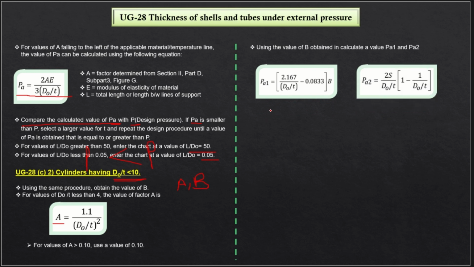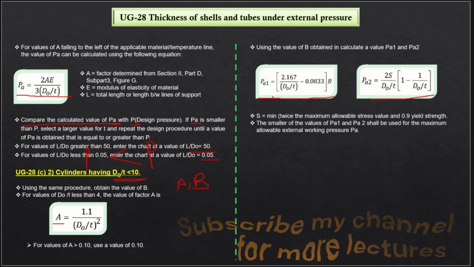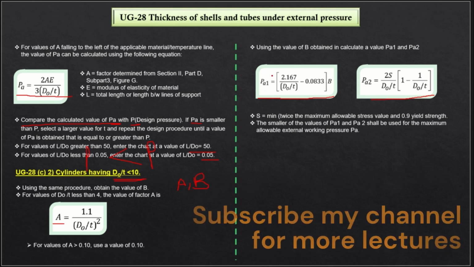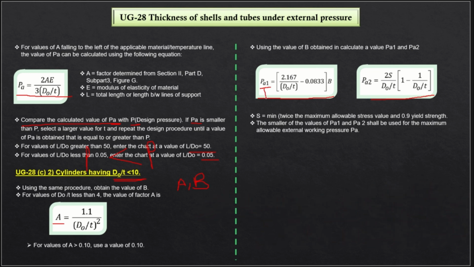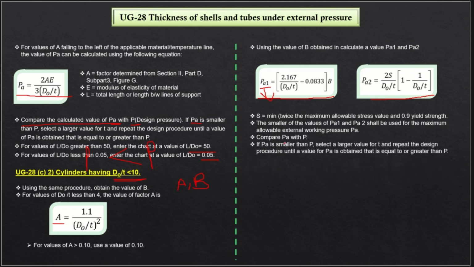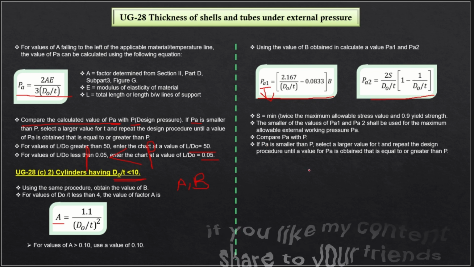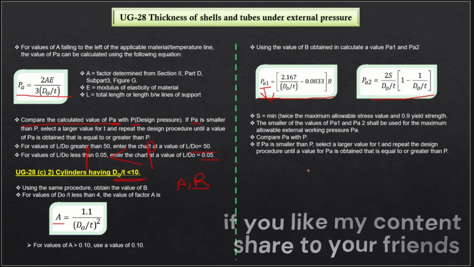For this condition, the ASME code gives two formulas. We need to satisfy these two formulas. Here S is the minimum of twice the maximum allowable stress and 0.9 times the yield stress. Whichever maximum allowable external pressure is smaller, we select that. If PA1 is smaller, we select PA1 and compare it with our design pressure. Whichever is the smaller value, we choose that one, and after choosing it, we compare with our design pressure. If PA is smaller, then we need to increase the thickness again. Like that we continue until PA is greater than P.